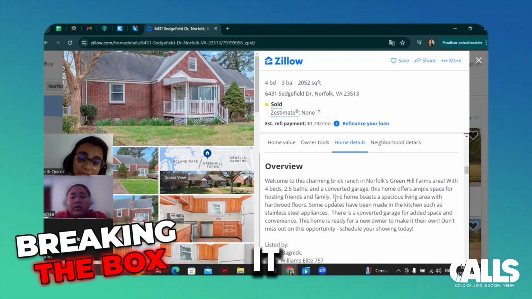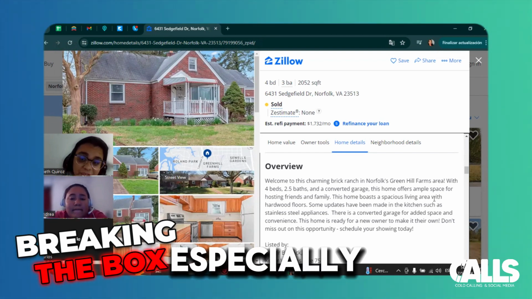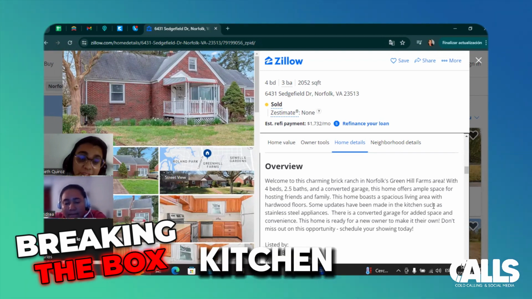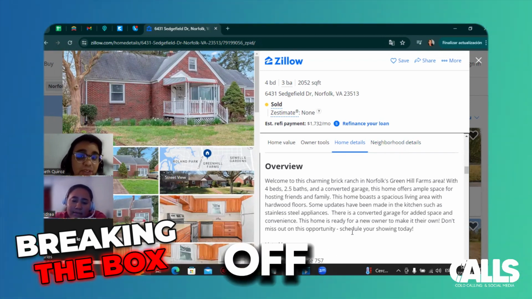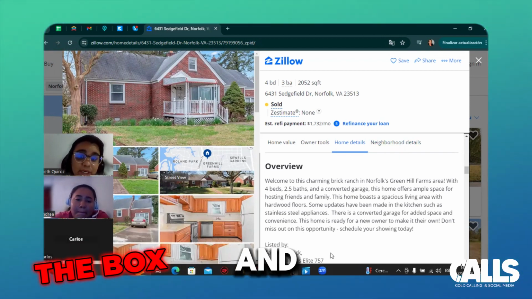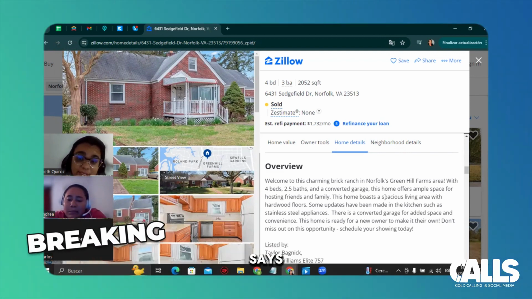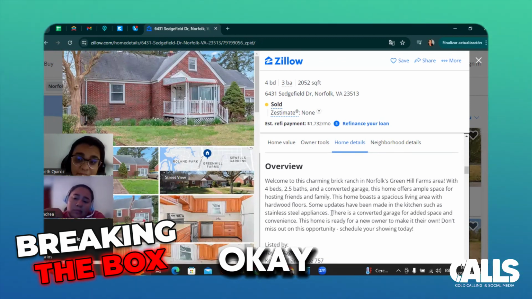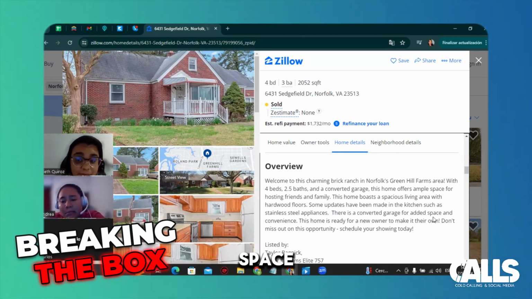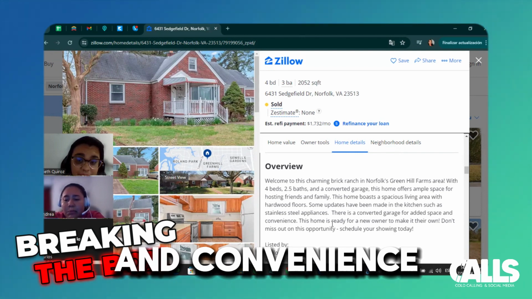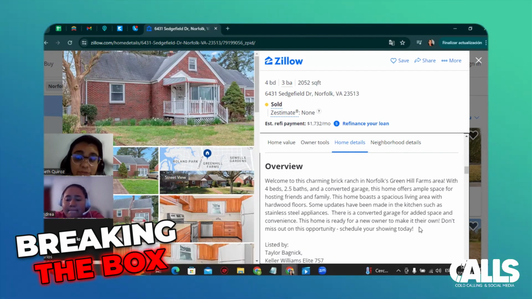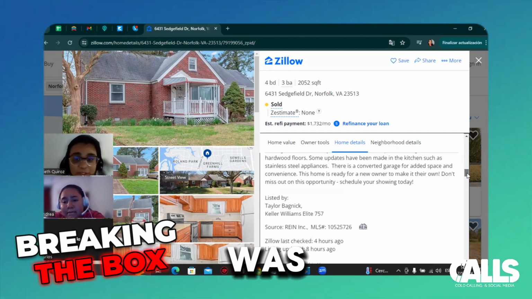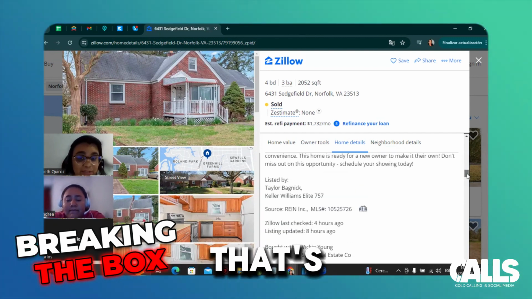Okay, it says this home boasts a spacious living area with hardwood floors. Some updates have been made in the kitchen. So this is a property that was sold in the market and is renovated. When it says updates have been made, it's like that, the renovator, okay? There's a converted garage for added space and convenience. This home is ready for a new owner to make it their own. This means that this property was sold as retail. It wasn't an investment property, but that's what it looks like, right?